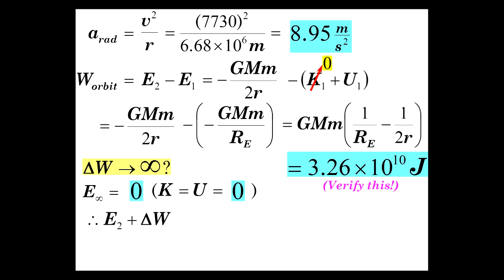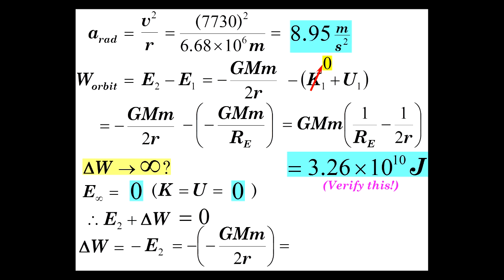Thus, E2, the mechanical energy it has at position 2, which we already know, plus the additional work needed, is simply 0. Thus, the work required is negative E2. And that's negative E2, which is this value here, which we already know. 2.98 times 10 to the 10 joules. Notice it's a positive value because it takes positive work to get it out to infinity.